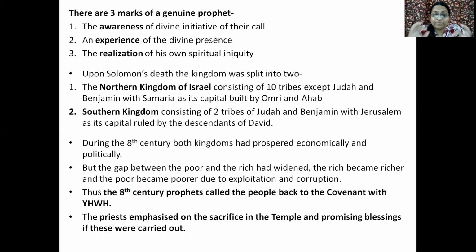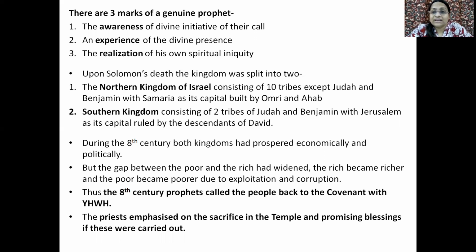The 8th century was a very good time for all these kingdoms, and we see that both kingdoms flourished tremendously. But with the flourishing of these kingdoms financially, economically and politically, the gap between the rich and the poor had widened. So how were these kings becoming rich? How were these elite classes becoming rich? How were these noble people becoming nobler and richer?